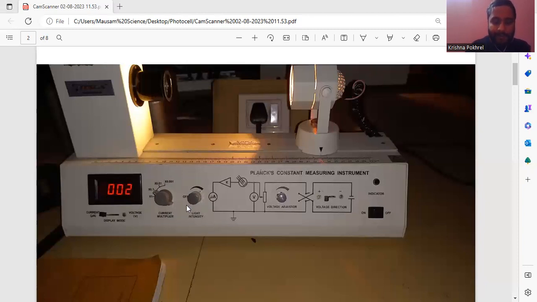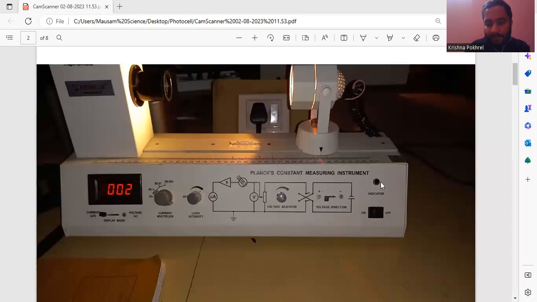And this is the intensity of light. When you rotate it clockwise, the light intensity will be higher, and higher intensity light will be allowed to go inside. And this is the experimental circuit. This is the voltage direction, whether you want to give a negative reverse voltage or forward voltage. This is the voltage adjuster, and this is the indicator of this instrument.